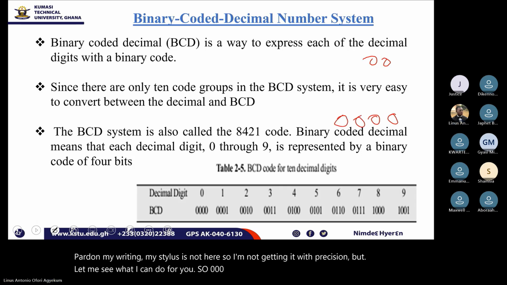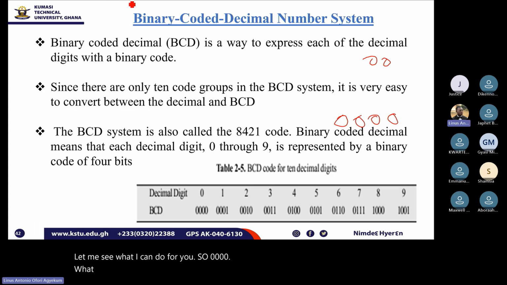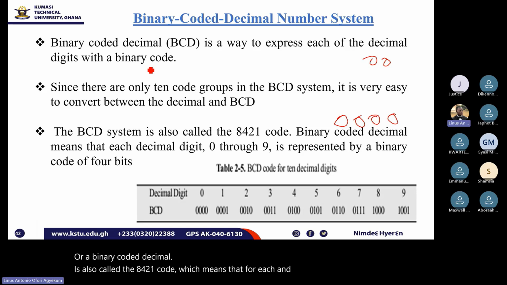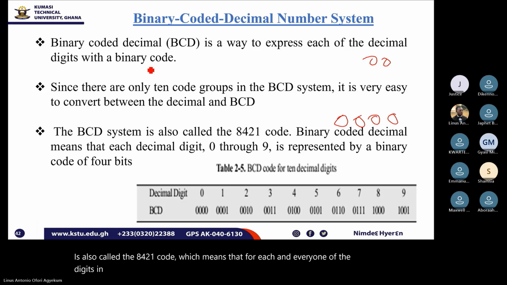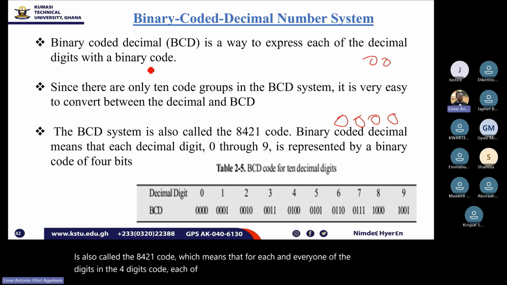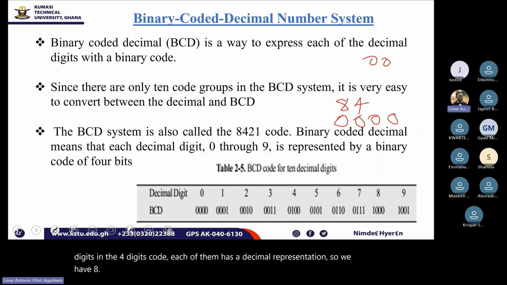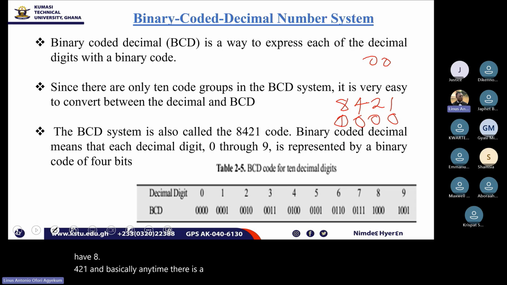What we are basically saying here is that a BCD, or binary coded decimal, is also called the 8421 code, which means that for each and every one of the digits in the 4-digit code, each of them has a decimal representation. So we have 8, 4, 2, 1. And basically, anytime there is a 1, we'll look at the decimal equivalent.